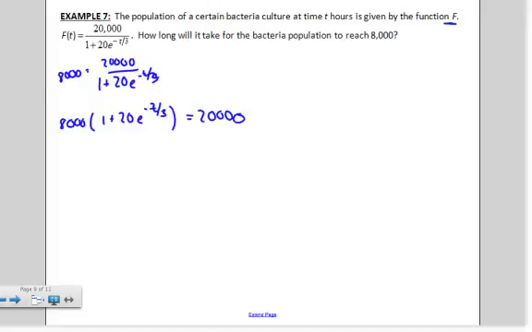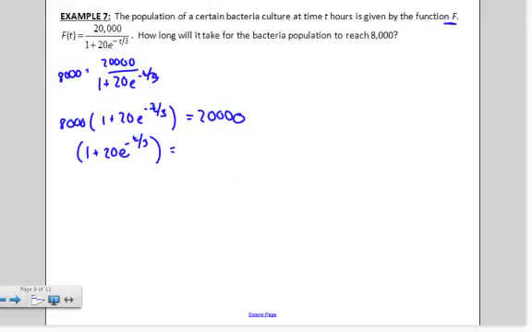Now, what would we do with that? Divide by 8,000. Exactly. We're trying to get to that e to the negative t over 3. So we've got it deeply buried. It's like one of those teeter-totter tables where you're trying to get the thing out, you know? So e to the negative t over 3 is buried, and the right side is 20,000 over 8,000.